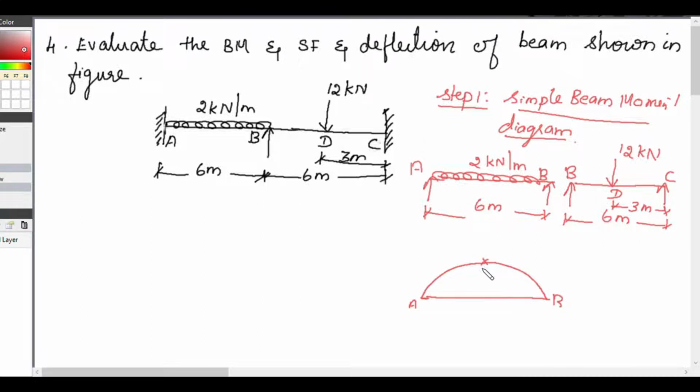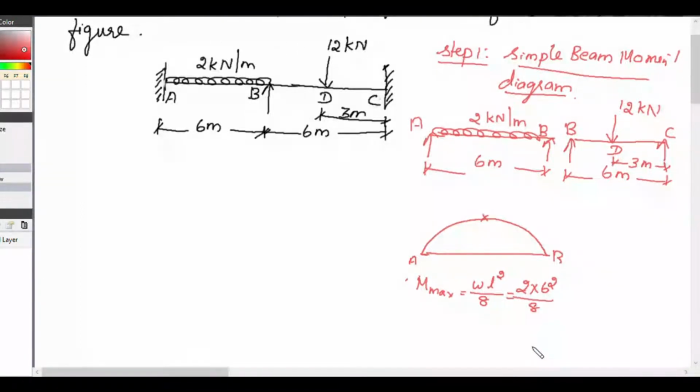The maximum moment will be at the midspan, and the maximum moment M max is equal to WL square by 8. So we get 2 into L square, 6 square, divided by 8. We get 9 kilonewton meter. So here it is 9 kilonewton meter.